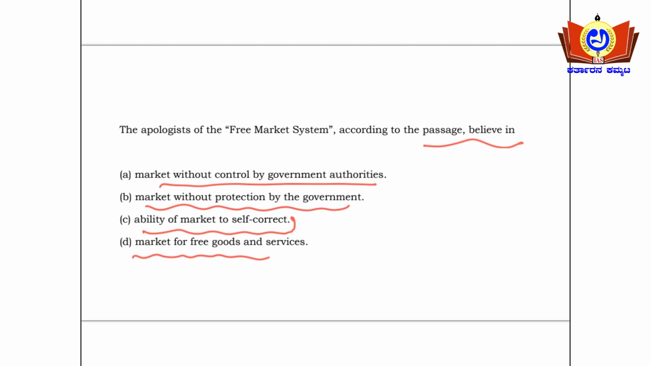The debates tend to focus on free market operations and forces, their efficiency and their ability for self-correction. Hence, the apologists of the free market system believe in the ability of the market for self-correction, which is the most appropriate answer here. Moving on to the next question.